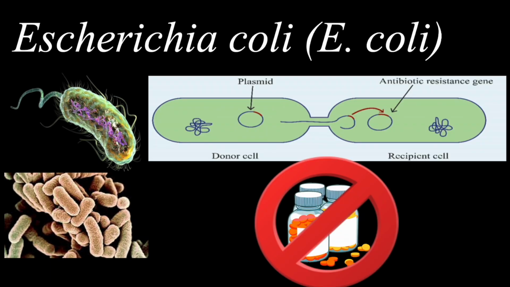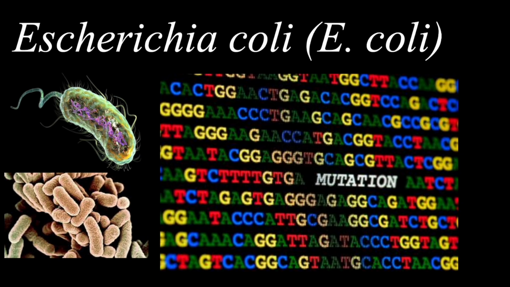When undergoing conjugation, E. coli strains acquire additional genes. This can lead to the development of new traits, such as toxin production or antibiotic resistance. Furthermore, spontaneous mutations in the bacterial DNA can also lead to new characteristics. These mutations might make certain strains more severe or harmful and allow them to survive in different environments.